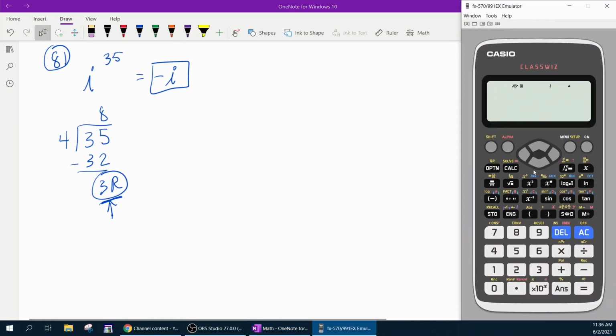And I'm not sure if the Casio will do this, but let's check it, okay? So don't forget that you have to be in complex mode, mode 2. And then we're going to input i, that's the ENG button, to the, that's X to the little square, to the 35th. Look at that. It is going to give us the answer. So the Casio will also simplify higher powers of i for you.